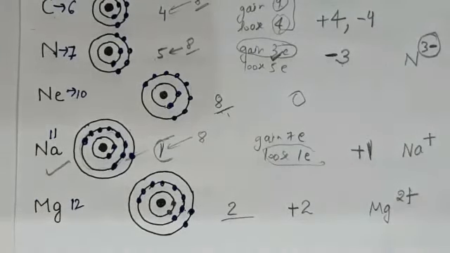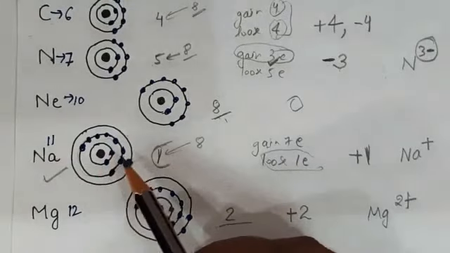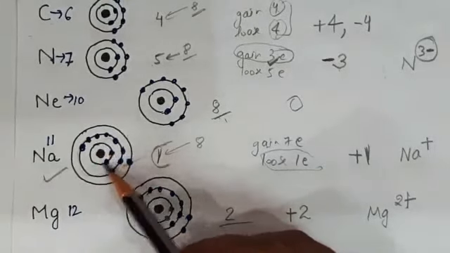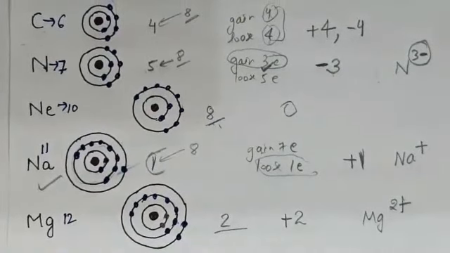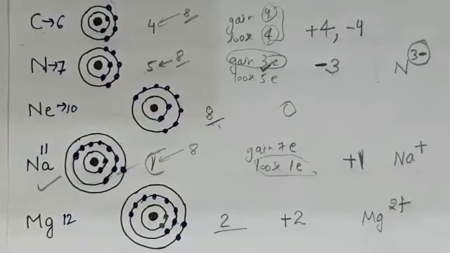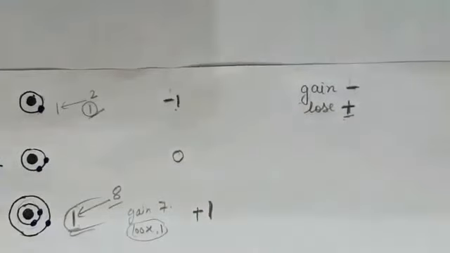Clear, students? Now you can calculate the valency easily. Just remember one thing. In the first shell it should be a doublet and in all the other shells it should be an octet. Okay? And if it is losing, it will be plus. If it is gaining, minus charge.